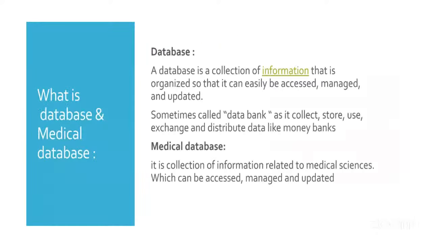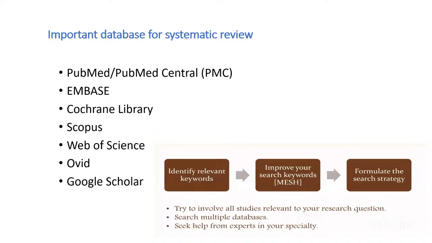Now, data. Unfortunately, India has no data bank. But if you ask what a database is, a database is a collection of information that is organized so that it can easily be accessed, managed, and updated. So basically, which important databases are we looking at, and selecting studies from? PubMed, Embase, Cochrane Library, Scopus, Web of Science, Ovid, and Google Scholar.